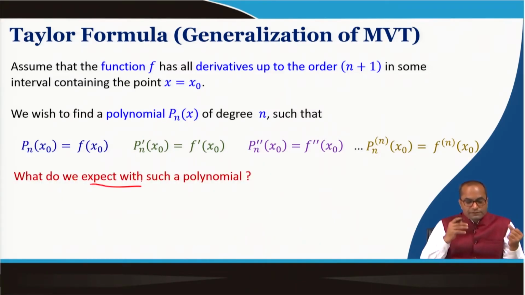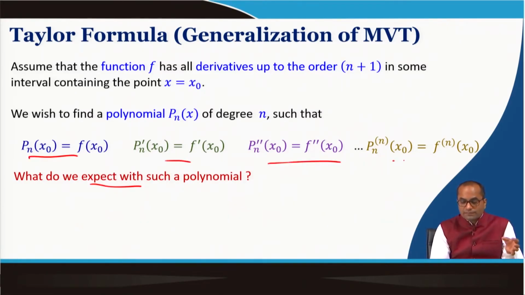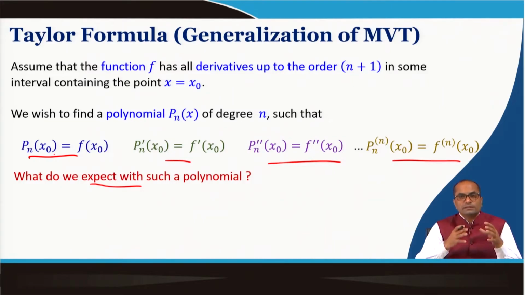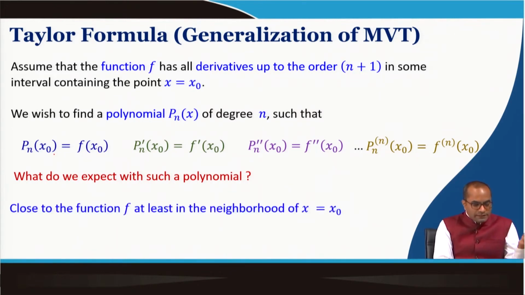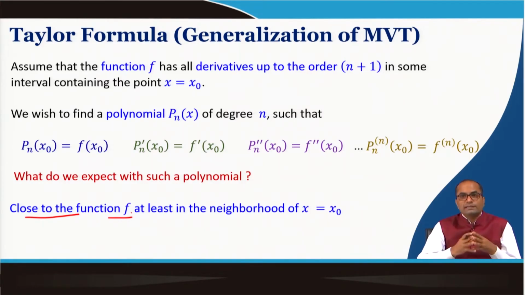So what do we expect with such a polynomial? So if, for instance, we have a polynomial where all these conditions match, so at x naught up to this derivative order n, they match exactly with the function derivative at x naught, and also the polynomial value at x naught is the same as the function value. So what do we expect? Certainly we expect that the polynomial should be close to the function f, at least in the neighborhood of that point x is equal to x naught.